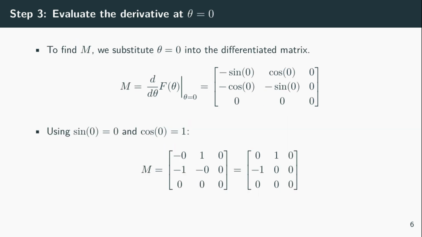Now step 3, evaluate the derivative at theta equals 0. Remember our strategy, M is equal to the derivative of f of theta evaluated at theta equals 0. So we substitute theta equals 0 into the matrix we just found in step 2. This gives us minus sine of 0, cos of 0, 0 in the first row, minus cos of 0, minus sine of 0, 0 in the second row, and 0, 0, 0 in the third row. Now we know that sine of 0 is 0 and cos of 0 is 1. Plugging these values in, the matrix becomes minus 0, 1, 0 in the first row, minus 1, minus 0, 0 in the second row, and 0, 0, 0 in the third row. Simplifying this, we get the matrix M as 0, 1, 0 in the first row, minus 1, 0, 0 in the second row, and 0, 0, 0 in the third row.